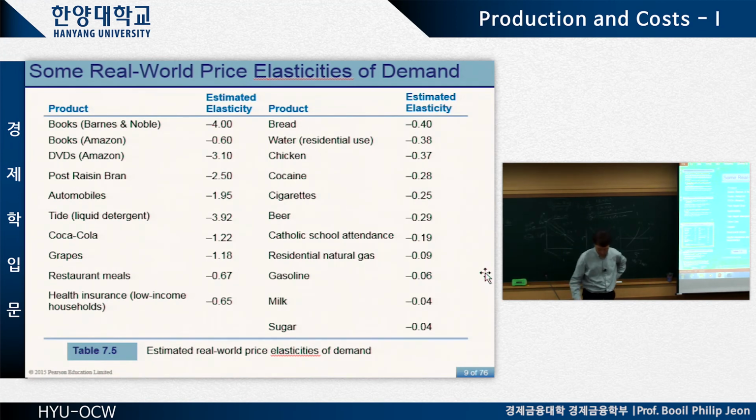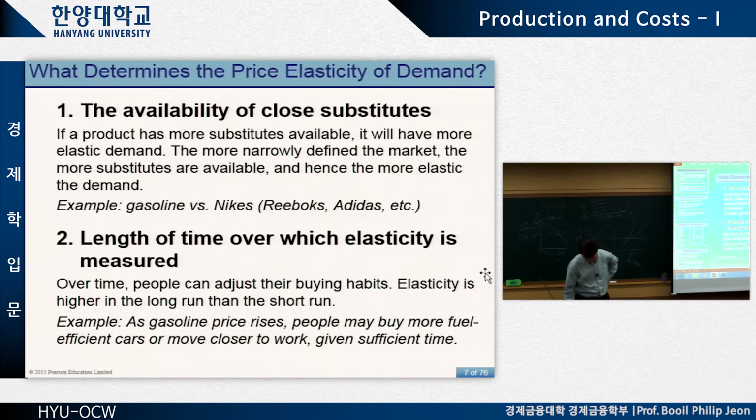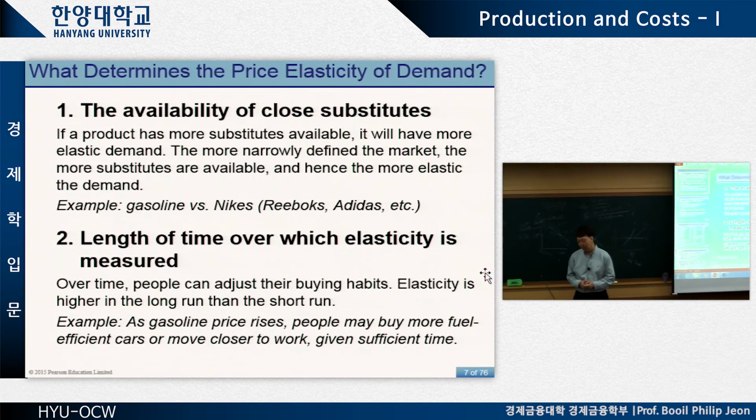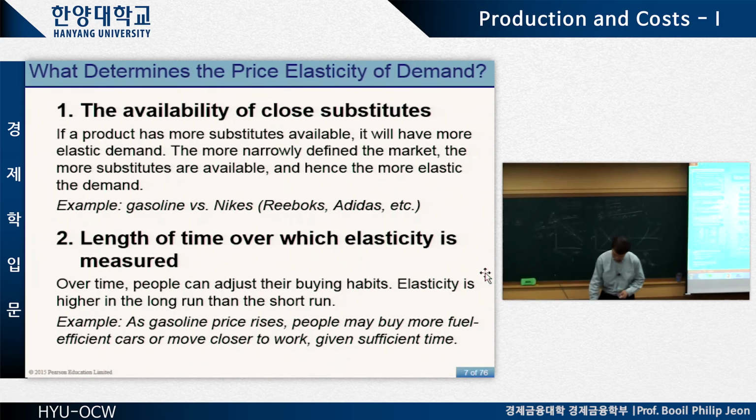Okay. So what about among these 4 factors? How does it explain? It's not a matter of substitute question, is it? Paper books. So does the paper book have close substitutes rather than e-book? No. Amazon.